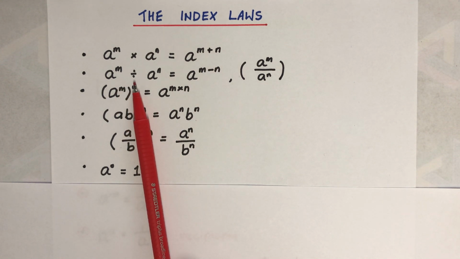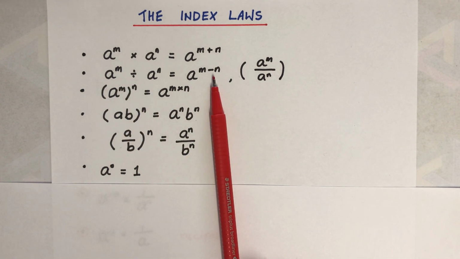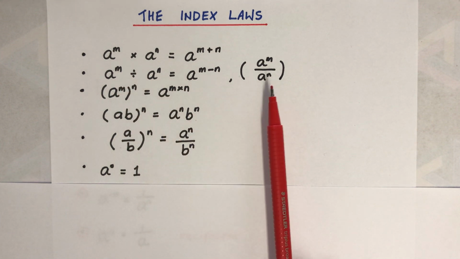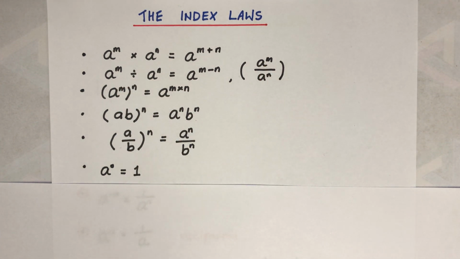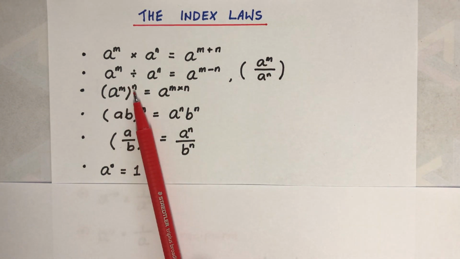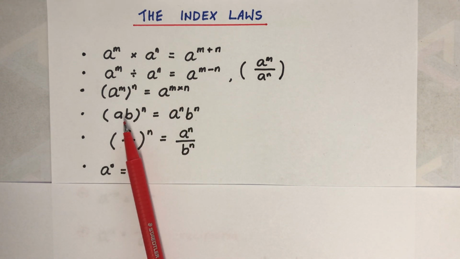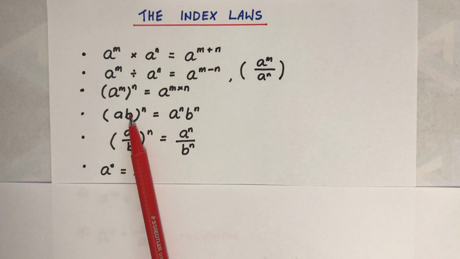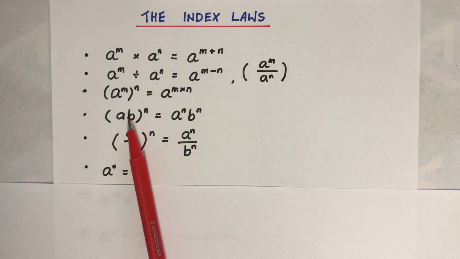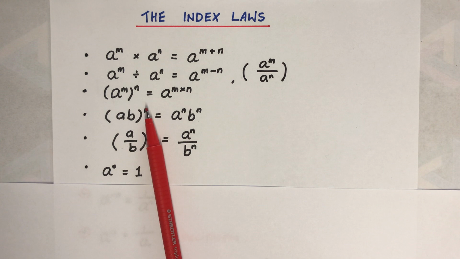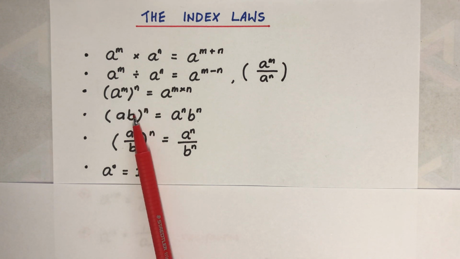When you divide, you subtract the powers. With division, you can write it in fraction form. This one is a power to a power, so you multiply the powers together. When you have a power on a product of two terms, you have to share the power to each one of the terms.